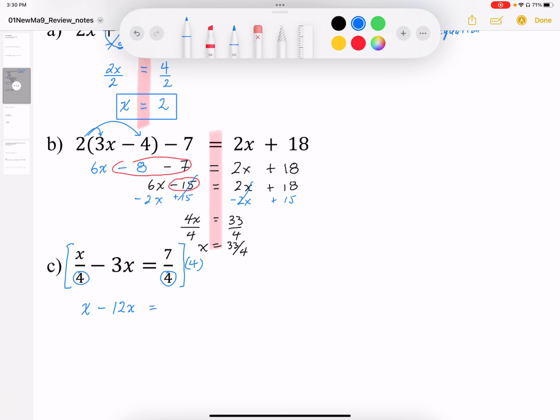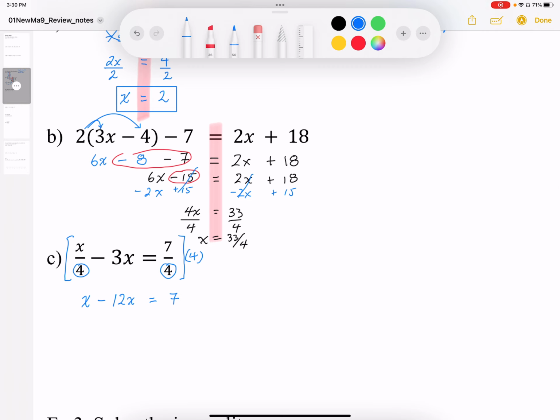Here I'm going to times 7 over 4 by 4, so times and divide cancel, so I'm just left with 7. Just remember that when we multiply fractions, we only put times in the numerator. We don't times the top and bottom. The bottom is reserved for dividing. So now I can just combine like terms. 1x take away 12x gives me negative 11x.